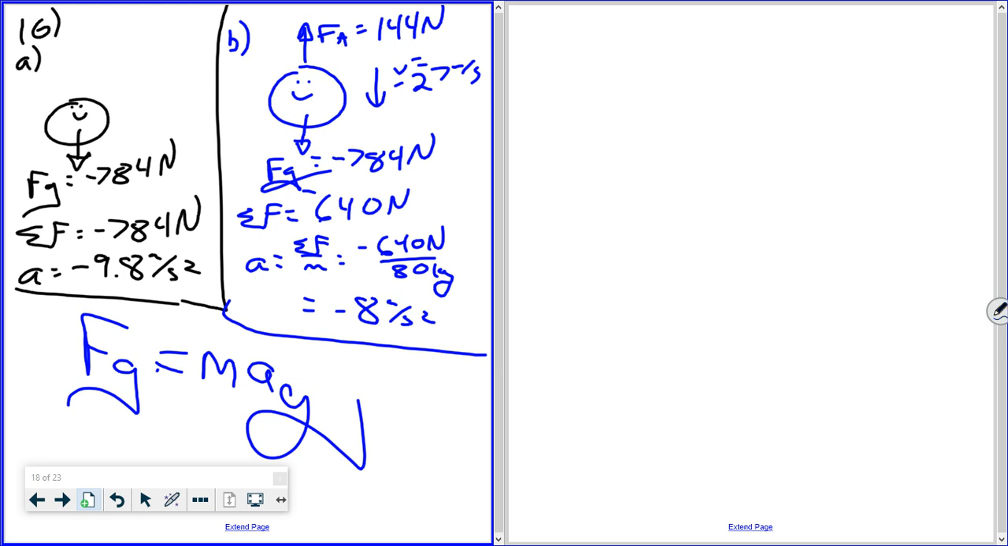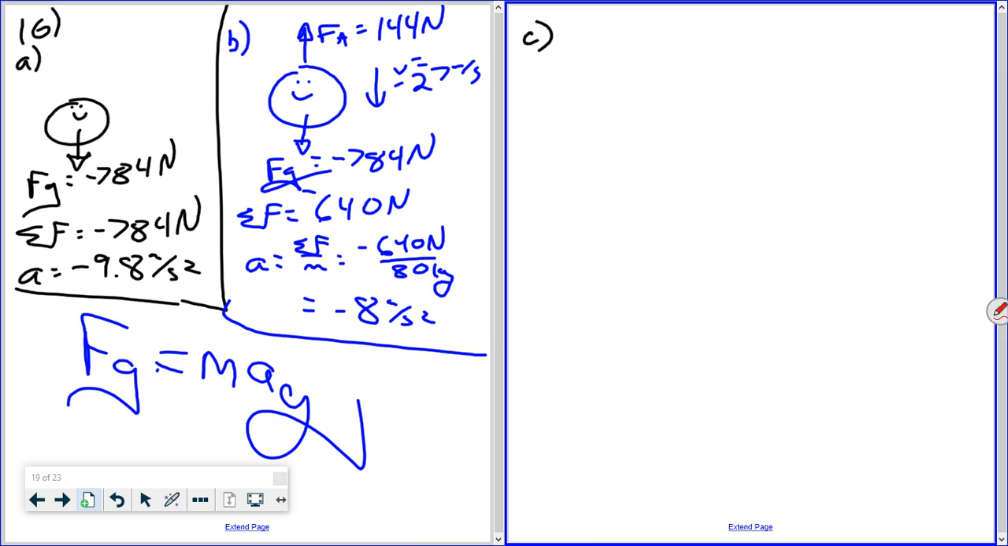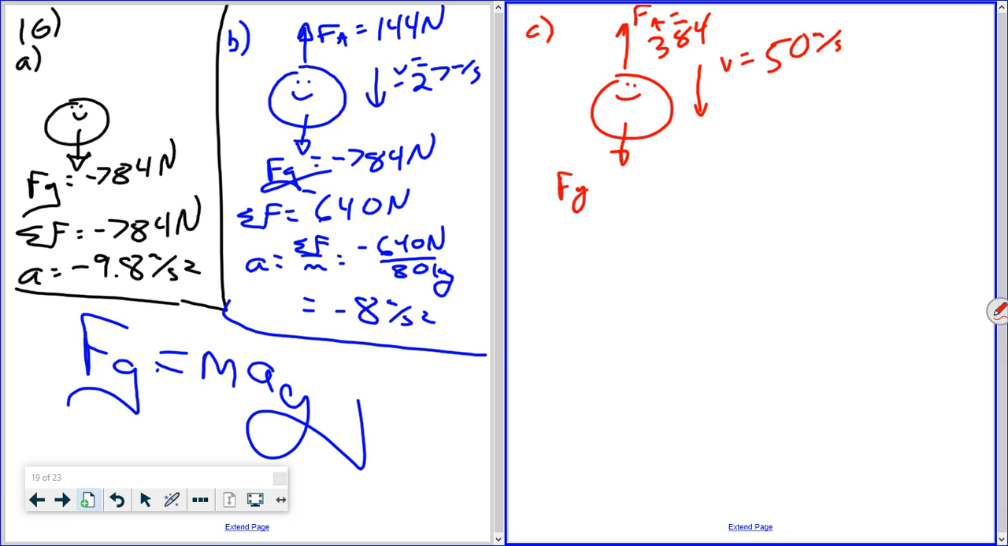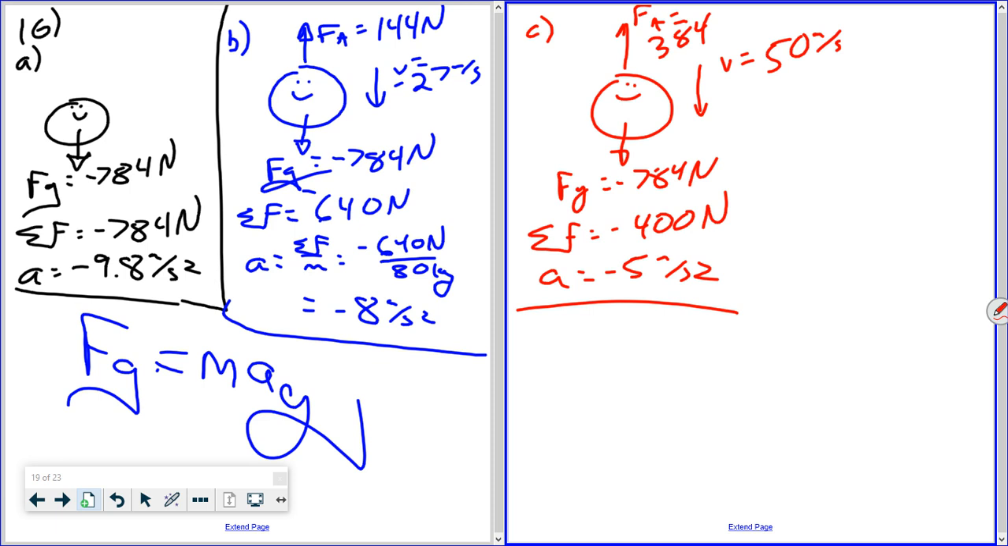All right, so question C says, a little while later, he's moving down at a velocity of 50 meters a second. And now the force of air resistance is 384? But my gravity is still the same, which means my net force now is just negative 400 newtons. So if you calculate the acceleration, you get negative 5 meters a second squared. So we're still gaining speed downwards, but even more gradually than we were before, right?